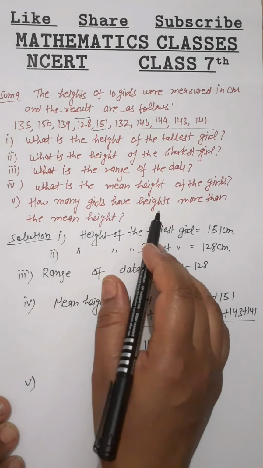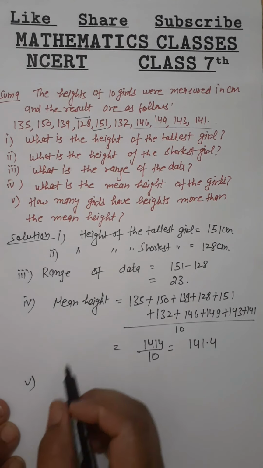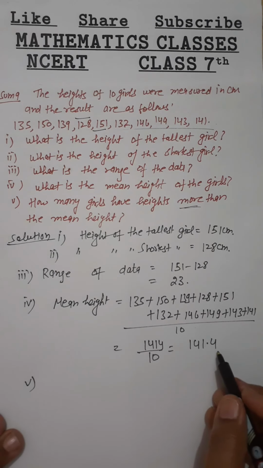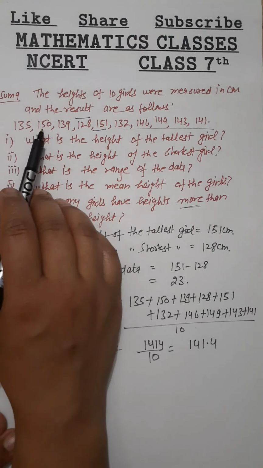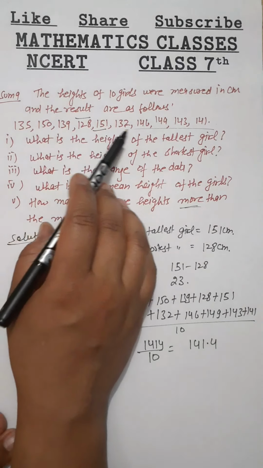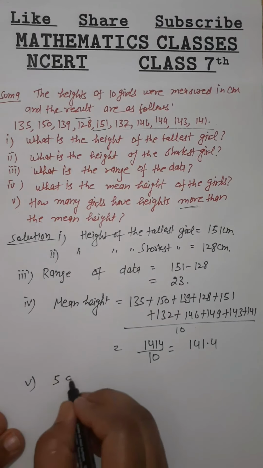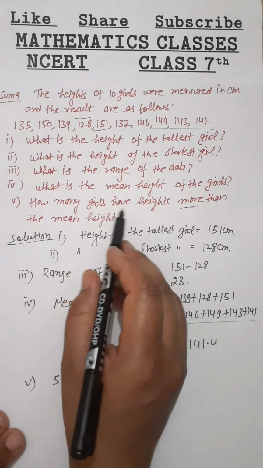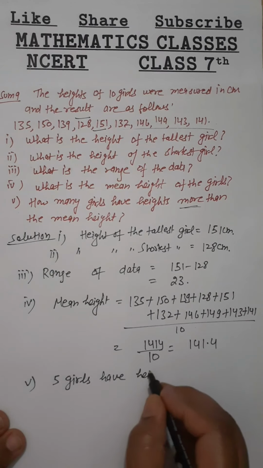How many girls have a height more than the mean height? More than the mean height. Mean height is 141.4. We count above it. Count above 141. 1, 2, 3, 4, 5. Write down 5 girls. You have to pick from here only. 5 girls have heights more than the mean height. Write always in a complete sentence.